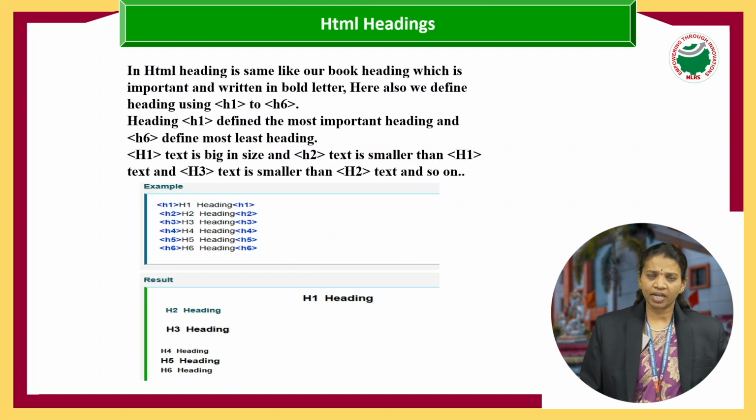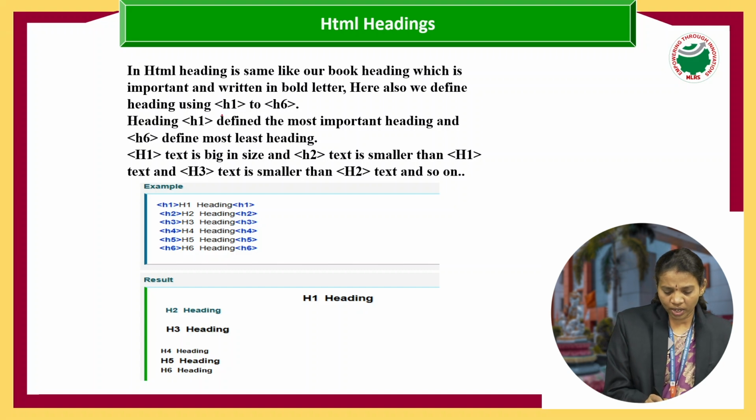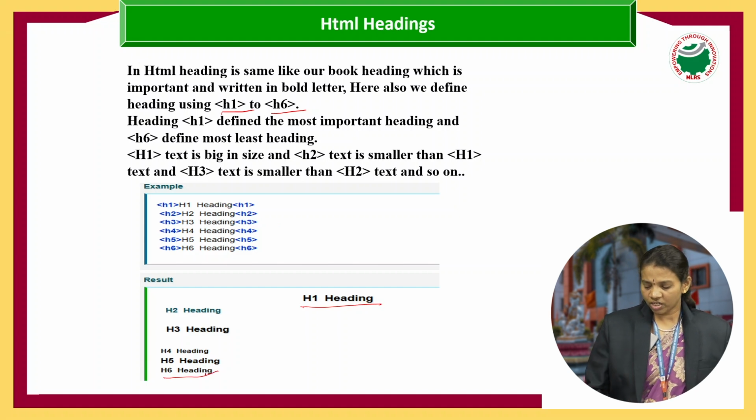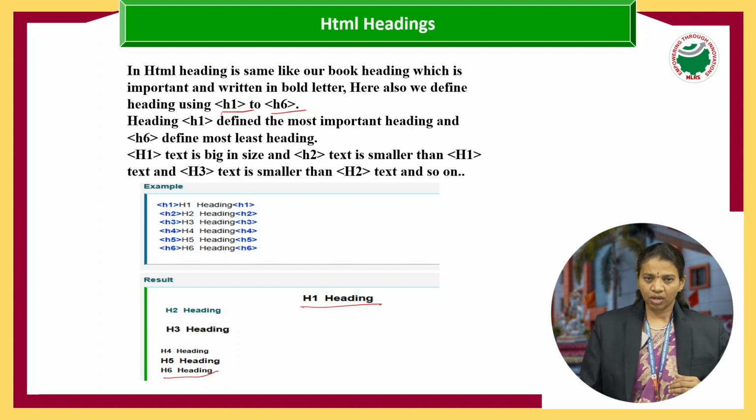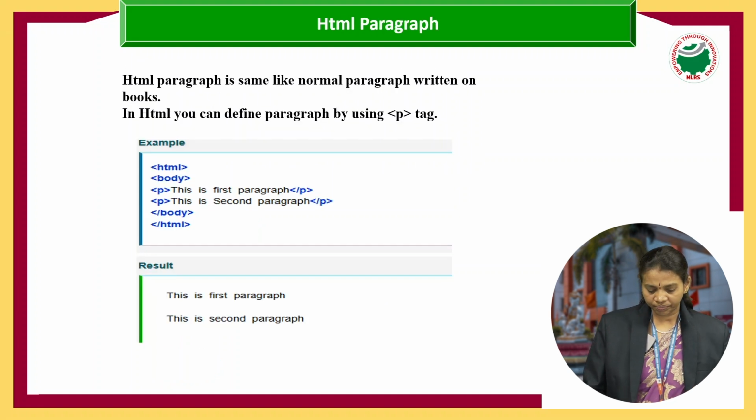There are some heading tags, H1 to H6. H1 is the highest heading tag, whereas H6 is the smallest. This is for text. If you want to arrange text in increasing or decreasing order, you use heading tags.